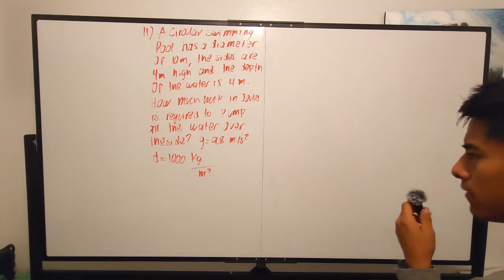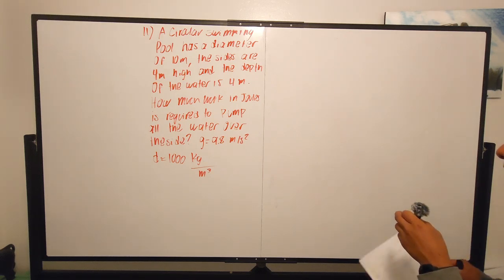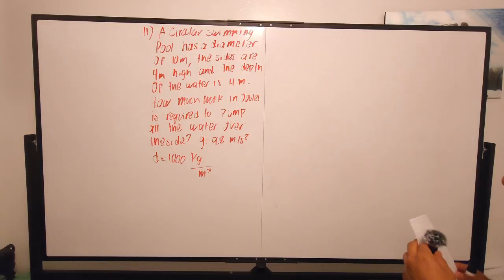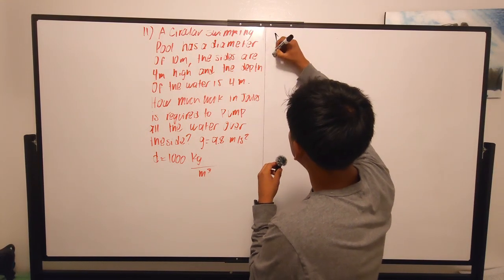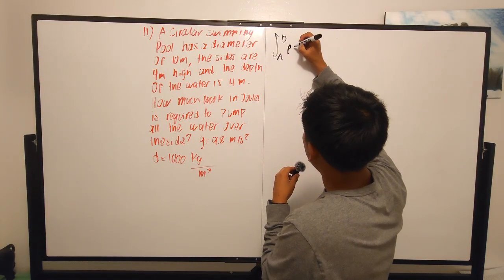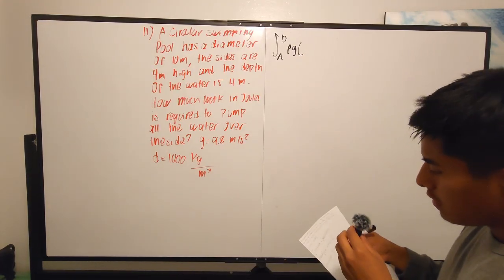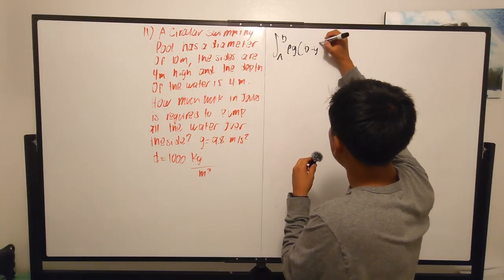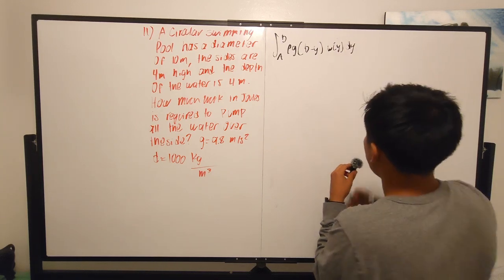Okay, so first we're going to write down the formula for work when we have a pumping situation. So that is going to be the integral from a to b of rho times g times (b minus y) times w of y dy.